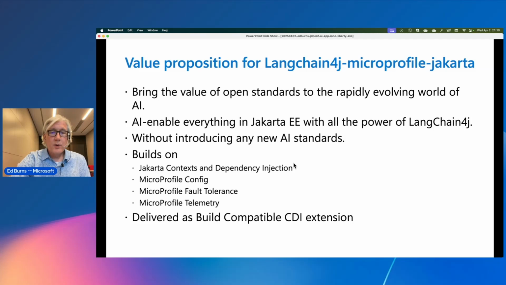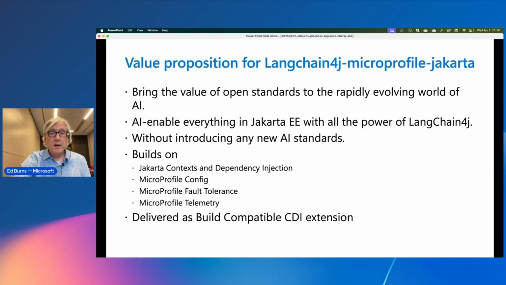The important point I want to bring out here is this one in the middle: without introducing any new AI standards. We firmly believe in the standards world that standards are great, but standards that happen too soon are very bad. And AI is evolving so rapidly, we think the better approach is to AI-enable existing technologies rather than defining new standards, because the space is evolving so quickly. If you standardize something prematurely, you're probably going to get it wrong. It's better to standardize something that's existing and stable.